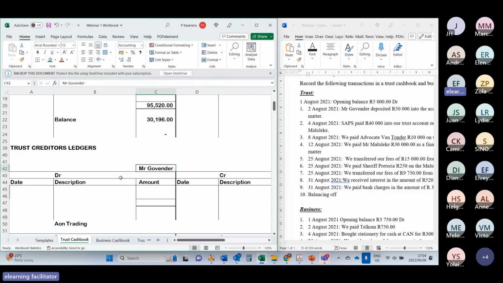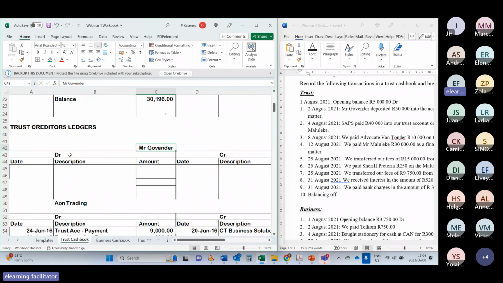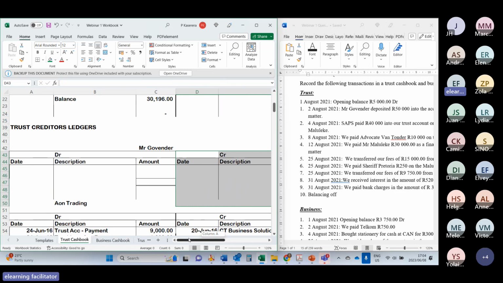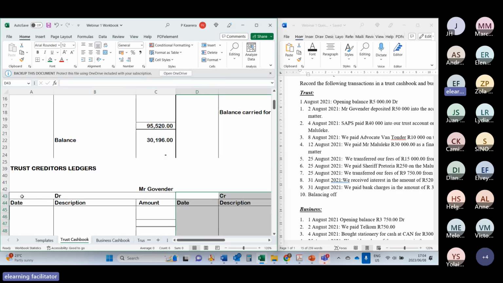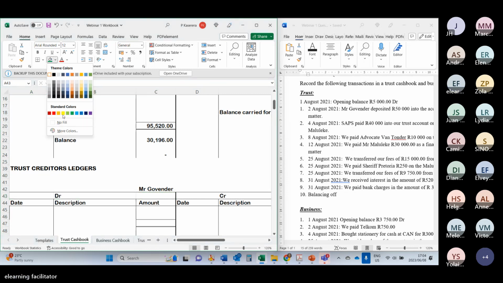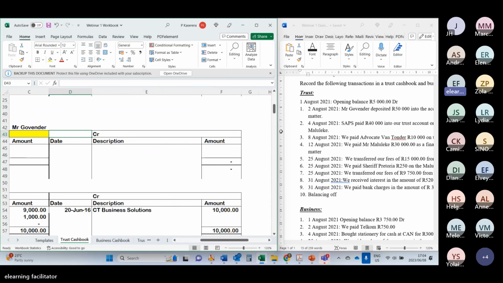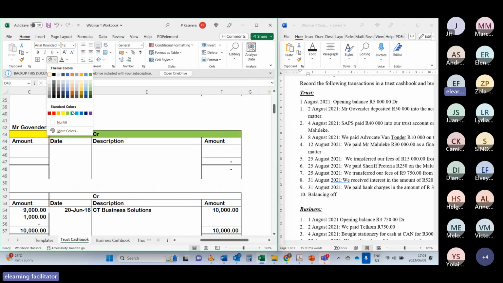Already on our template, the debit side will always remain on the debit side, and the credit will also always remain. So what I'm going to do is highlight with the same colors, yellow, and then green for the credit side. It doesn't even change.